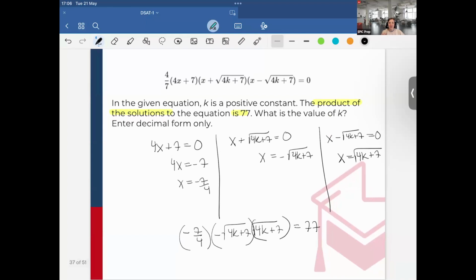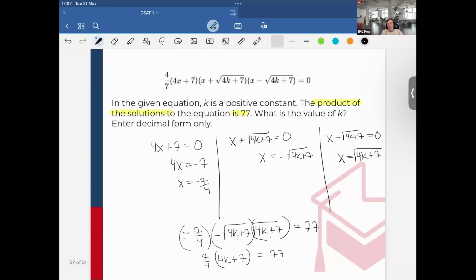Okay, well, fun fact, if I multiply two square roots that are the same, for example, square root of 2 times square root of 2, it's equal to 2. So why am I showing that? Because these two expressions, when multiplied together, will just become 4k plus 7. Also, I have the two negatives, negative times negative, which becomes a positive. So basically, I can just express this as 7/4 multiplied by 4k plus 7 is equal to 77.